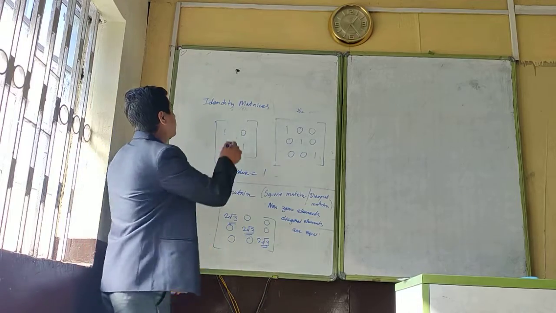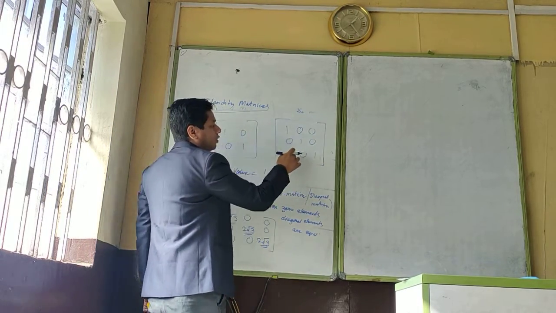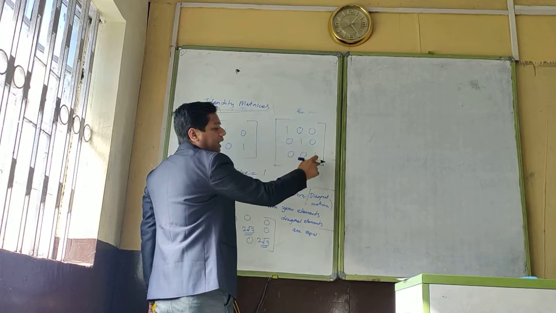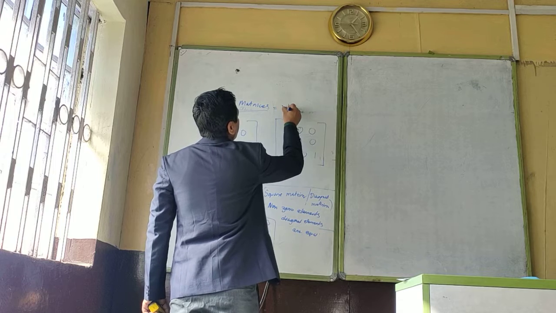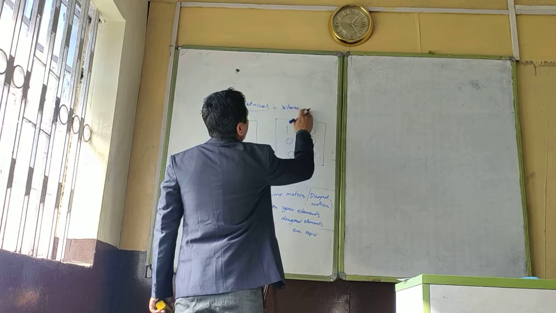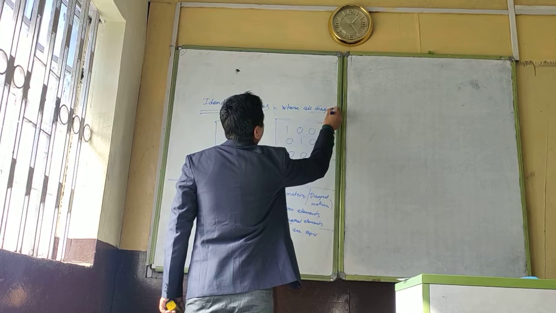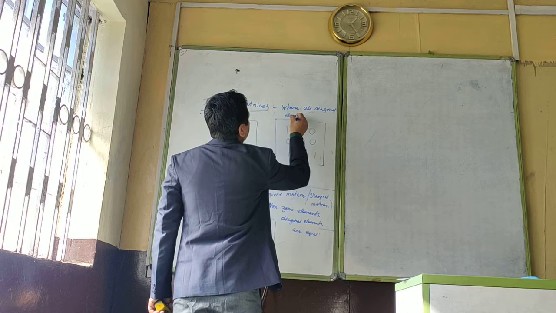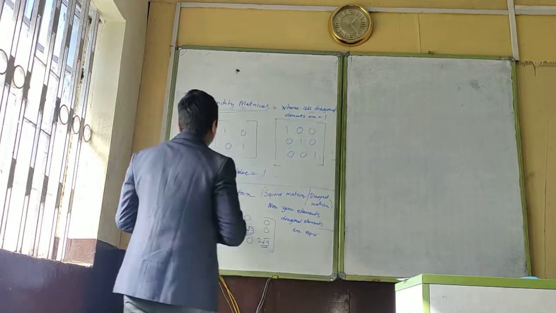Identity matrix. When arranged diagonally, all the non-diagonal elements will be equal to 0 and the diagonal elements will always be 1. So we can write: all diagonal elements are equal to 1.